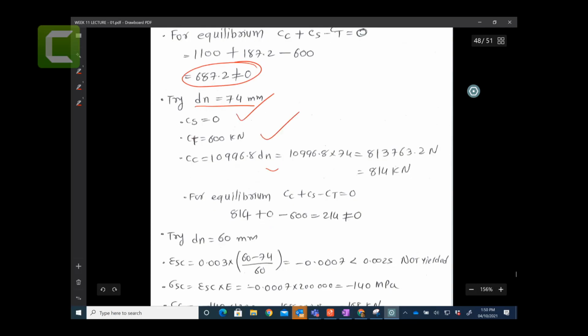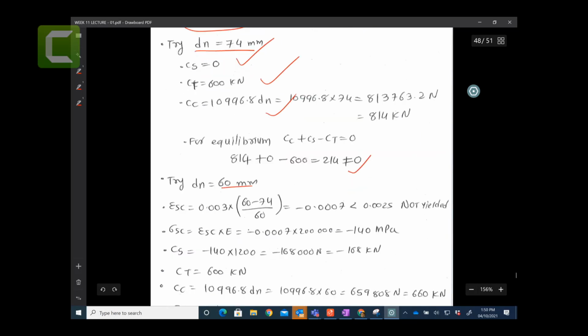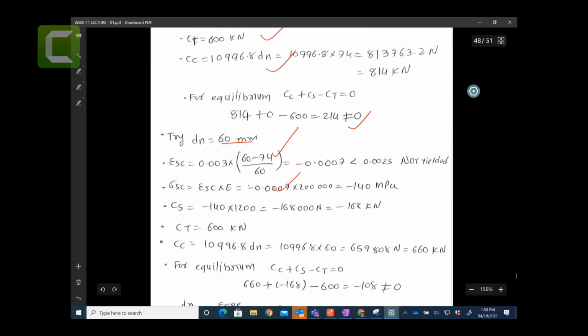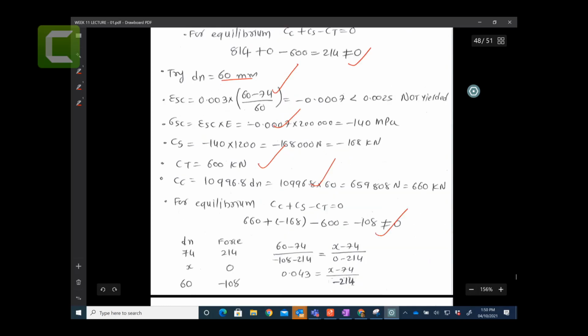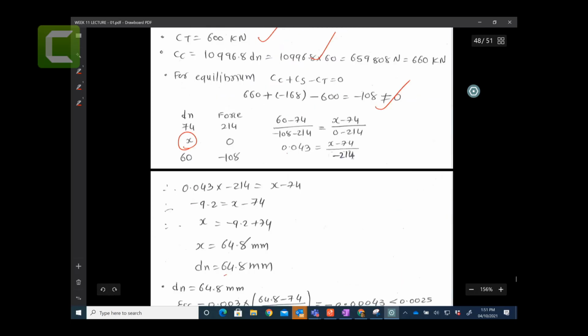So say this again, you calculate force, check the equilibrium, it is 214, it is reducing, that's okay. Move on, let's try 60. Again, you calculate the strain in the top reo, stress in the top reo, and then tensile force in the bottom reo, compression force in the concrete, and check the equilibrium. Yes, it's negative, so it should pass these values, and you just do the interpolations, and you can find the dn value of 65 millimeters.